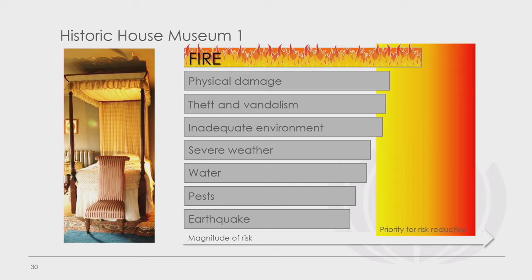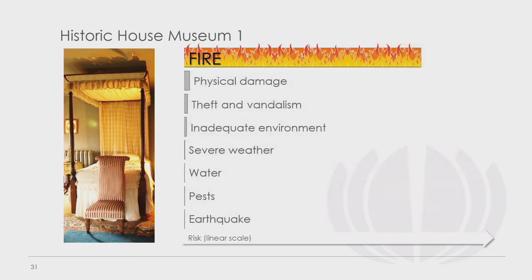Fire was its top risk, an extreme risk of particular concern in a combustible wood frame structure which holds as much heritage value as the collections within. Fire protection may be good enough for life safety, but not for cultural property protection. To better illustrate how large the fire risk is relative to the other risks, here you see the same information on a linear scale rather than a log scale.